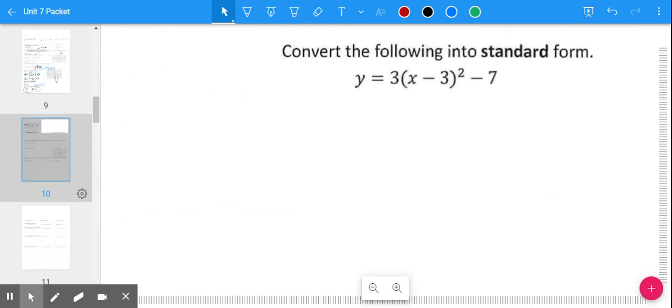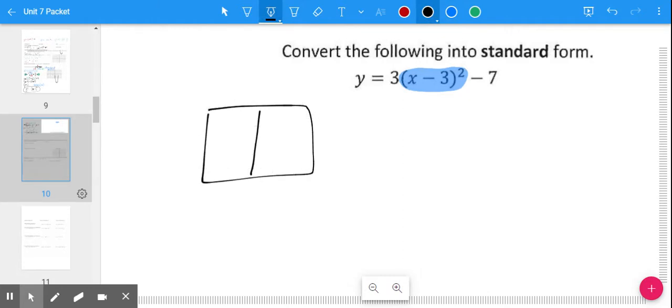So this is in vertex form. We're transitioning it into standard form. So the first thing you have to do is get rid of your parentheses. So we're going to take care of our exponent, and then we'll multiply, and then we'll subtract. So to take care of that exponent, you have to plug it into the area model. You don't have to, but it's a method. So we have x minus 3 times x minus 3.